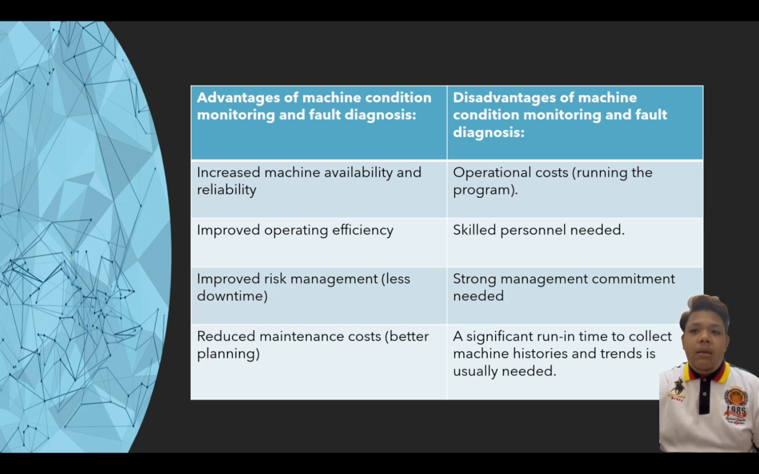The third disadvantage is that strong management commitment is needed. Successfully implementing and maintaining a machine condition monitoring program requires strong commitment and support from the management. This includes allocating resources, providing necessary funding, and promoting a culture of proactive maintenance and continuous improvement. The last disadvantage that we can get is the significant rise in time to collect machine history.